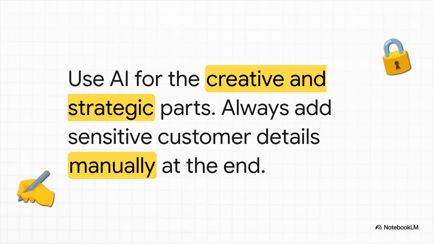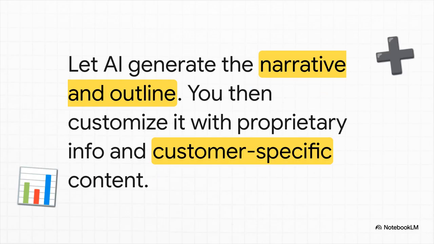When it came to writing emails, the key takeaway was the separation technique. You learned to use AI to improve the structure, the tone, and the creativity of your messages, but you always add those sensitive customer details manually right at the end. We saw that same exact pattern with presentations. AI can really speed up development by building that initial framework, the outline, the narrative, which you then take and customize with your own proprietary info and customer-specific content.